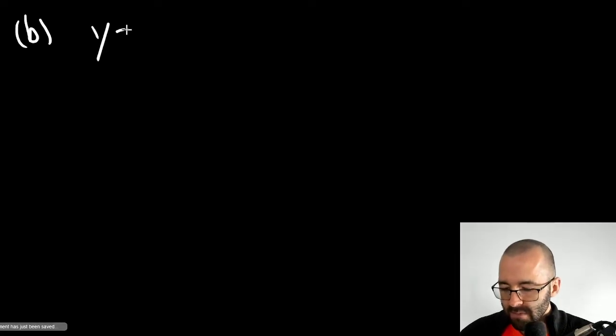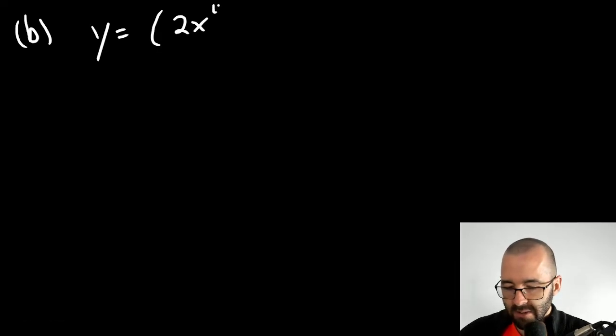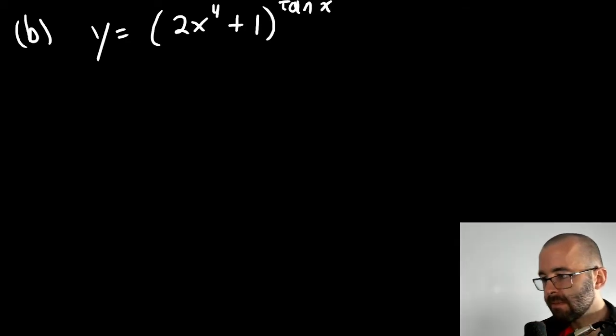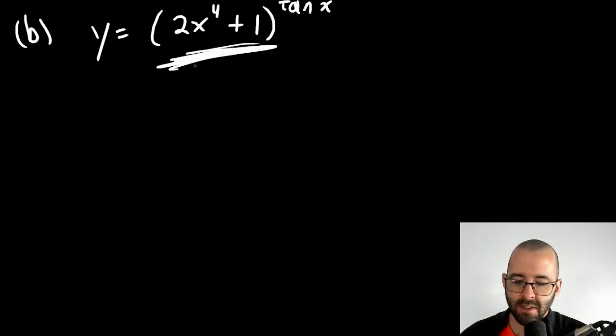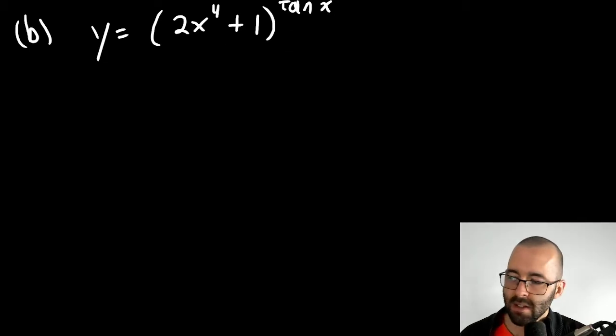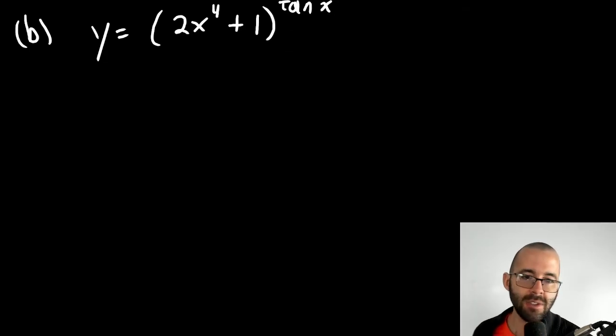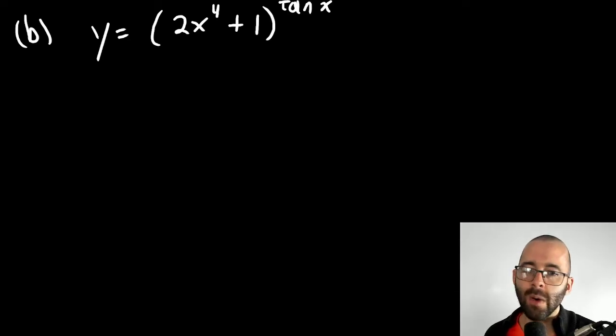Part B. y equals 2 times x to the 4th plus 1, to the power of the tangent of x. Okay, we can't use the power rule. Power rule is only if the exponent's a constant. And it's not an exponential function because we have a function in the bottom and a function in the top. This one's going to be a bit tricky. We're going to need to use logarithmic differentiation. There is literally no other way to take the derivative of this function.